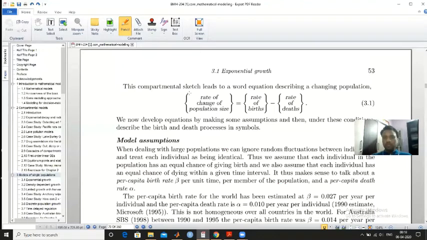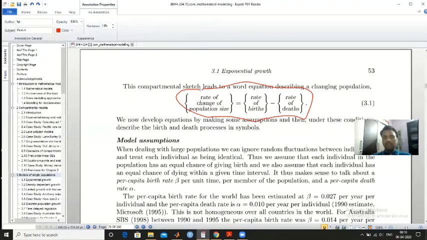If we use the mass action law, or if we write down compartmental balancing in terms of word equations, it is given by this. The rate at which the population size changes is nothing else than the rate of birth minus the rate of death. That's clear. This is just similar to the previous cases.